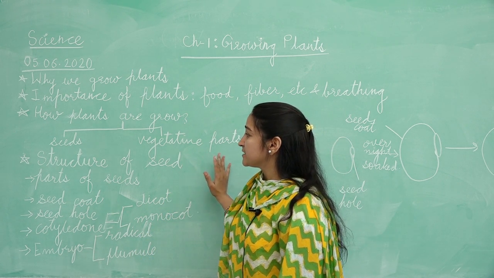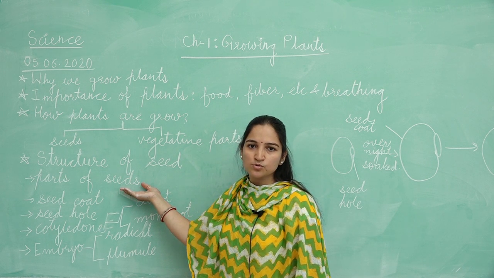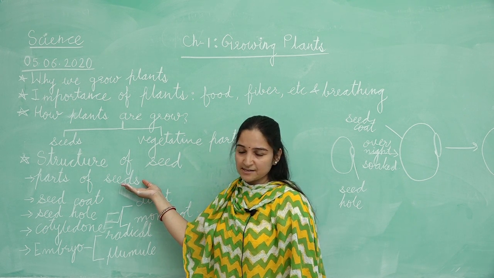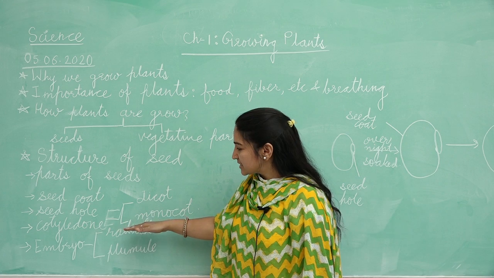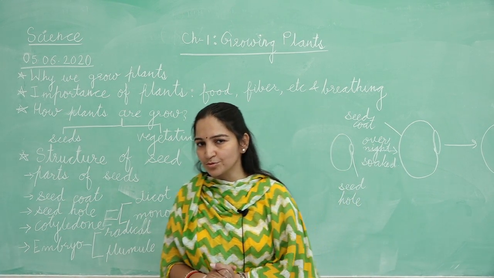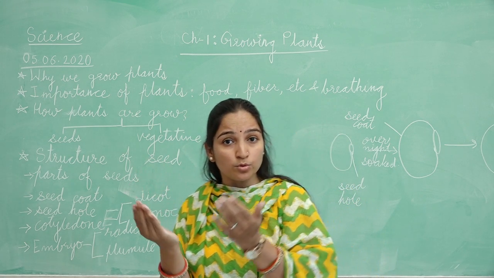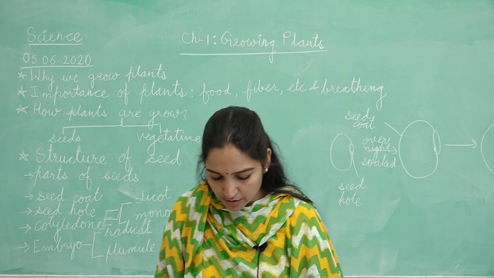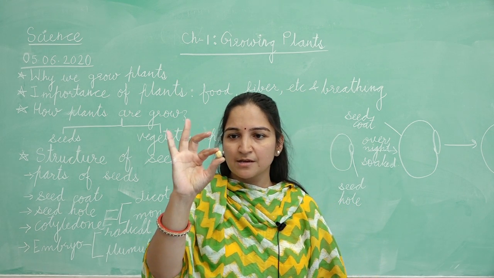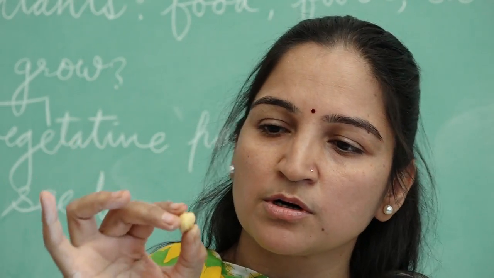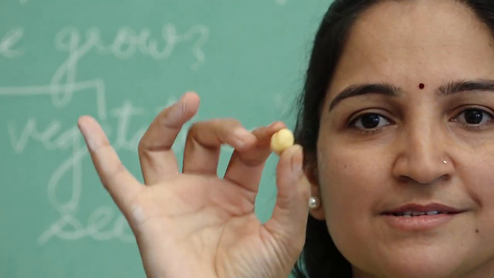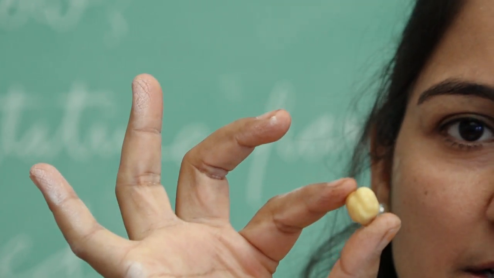Now the structure of seeds. There are many parts of a seed. The first is the seed coat, then the seed hole, cotyledons and embryo. Now what is the seed coat? The seed coat is the outermost layer of the seed. I soaked these gram nuts overnight, and you can see the size is bigger than the dry one. This is the outer layer.